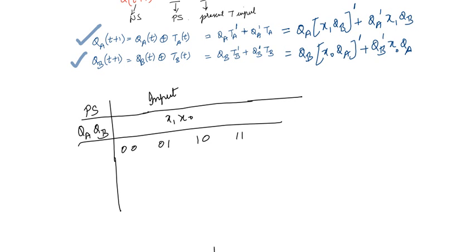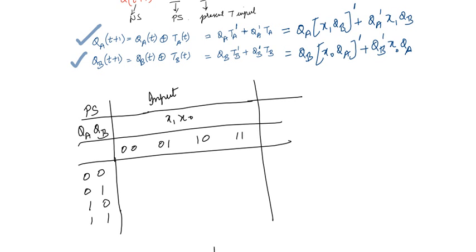Similarly, what is the present state? Present state QA, QB both can be 0, QA 0 and QB 1, QA 1 and QB 0, both can be 1. This is the present state. Now we are just going to fill it, because we know what QA, QB, X1 and X0 are. Based on this, you substitute these values in this expression and fill out the next state value.